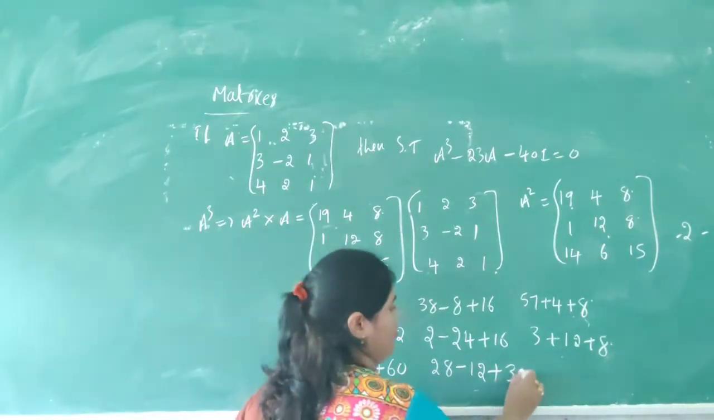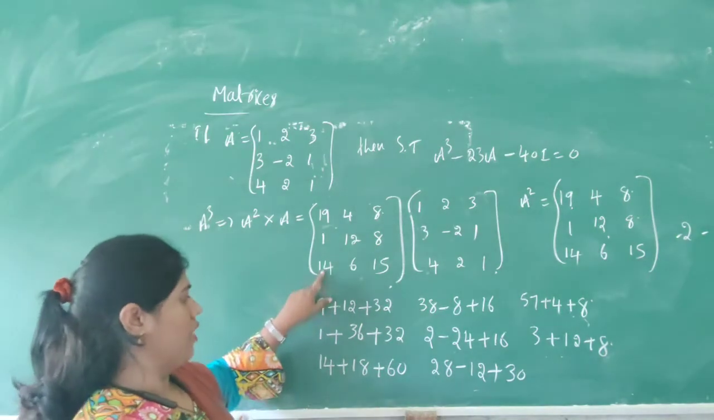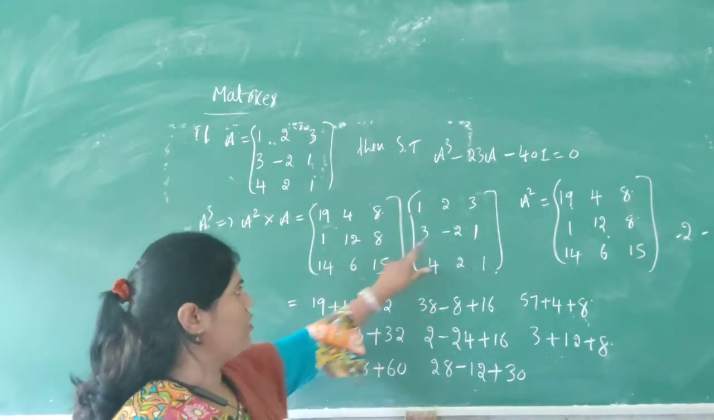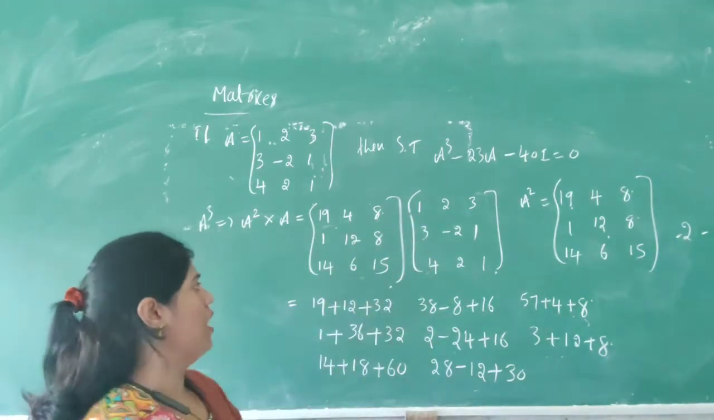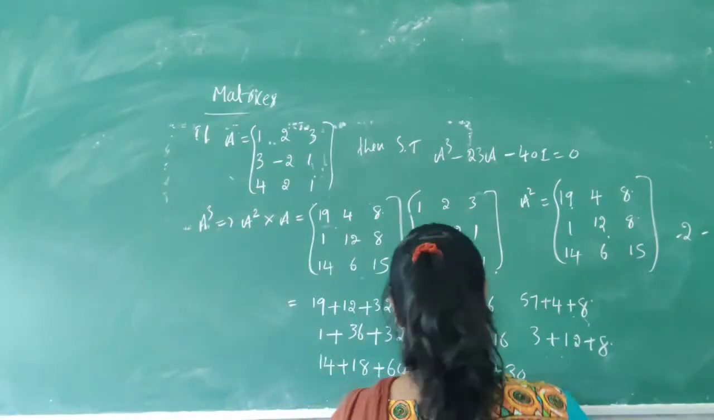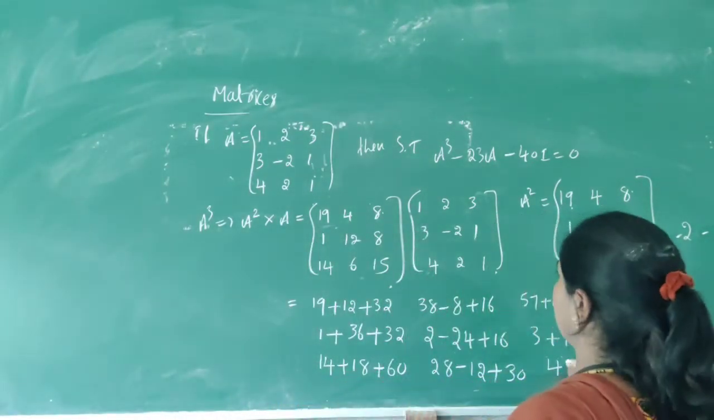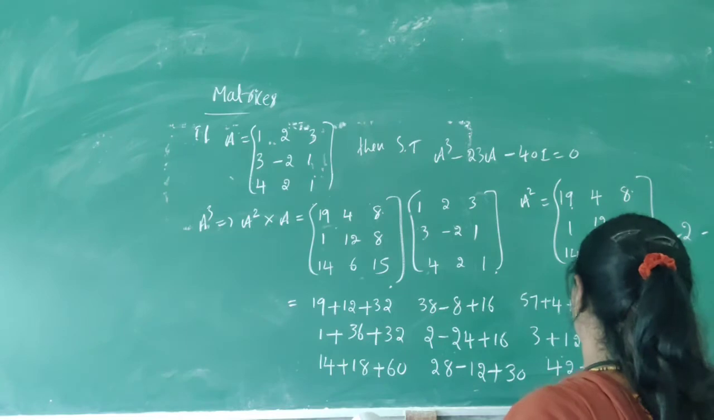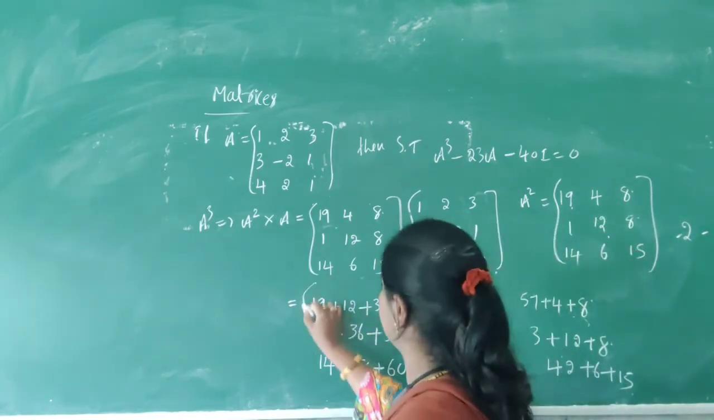28 minus 12 plus 30. This 14 2s are, 6 2s are, 15 2s are. Next, 42 plus 6 plus 15.